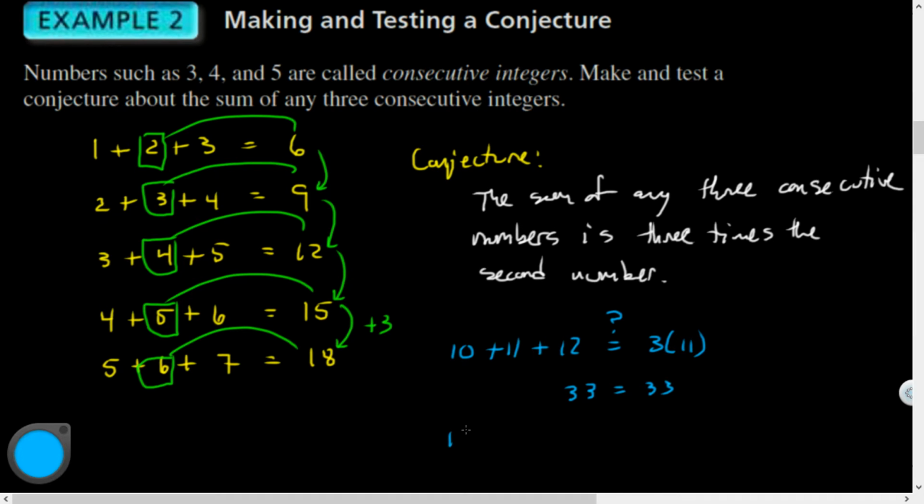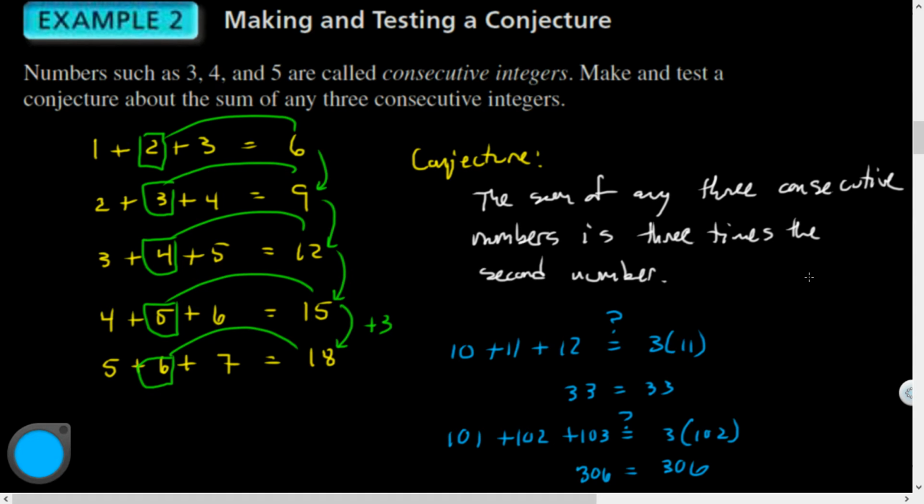All right, how about this? 101 plus 102 plus 103. Is that equal, question mark, to 3 times 102? 3 times 102 is 306. Yeah. Now, maybe you have a degree of confidence in our conjecture, but I do want to point out we've tested it, but it is still unproven.